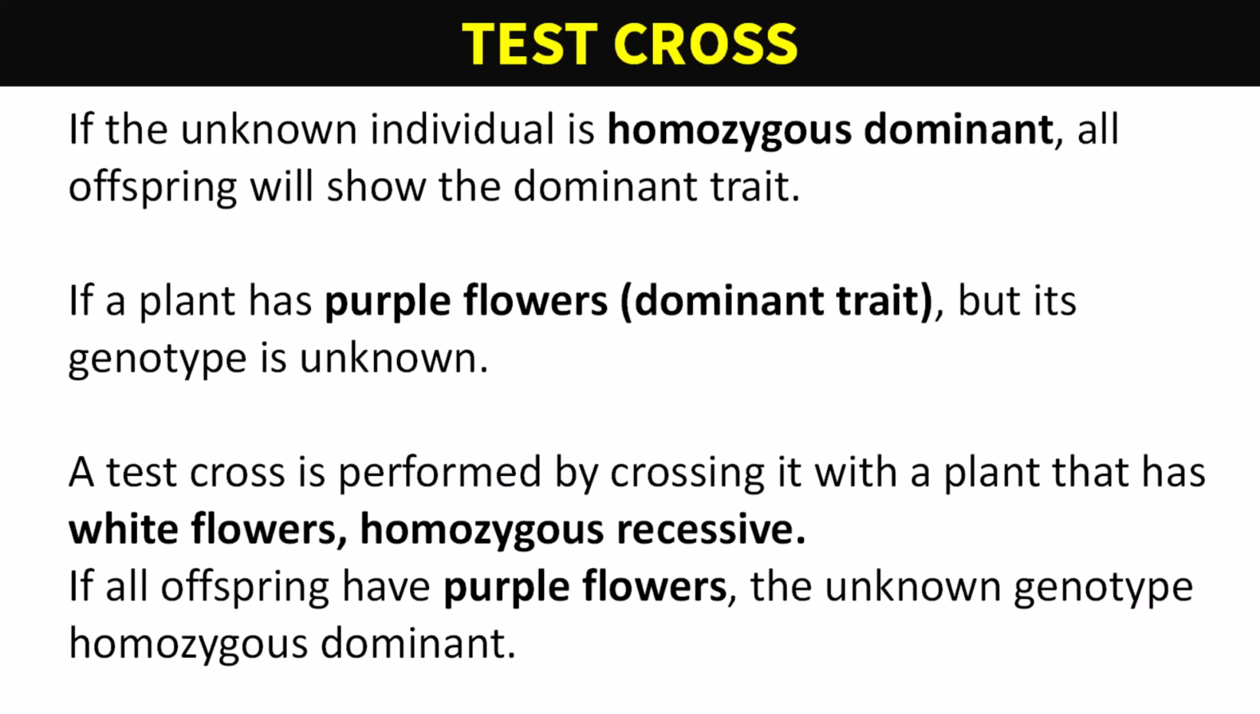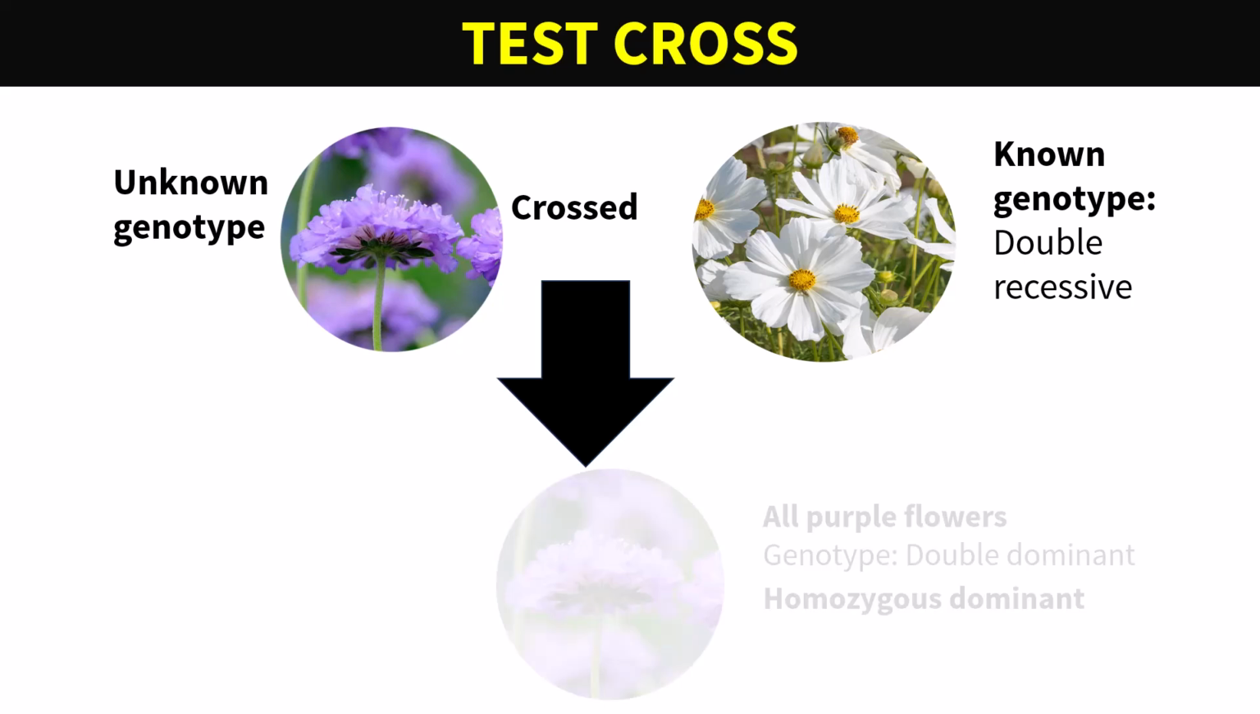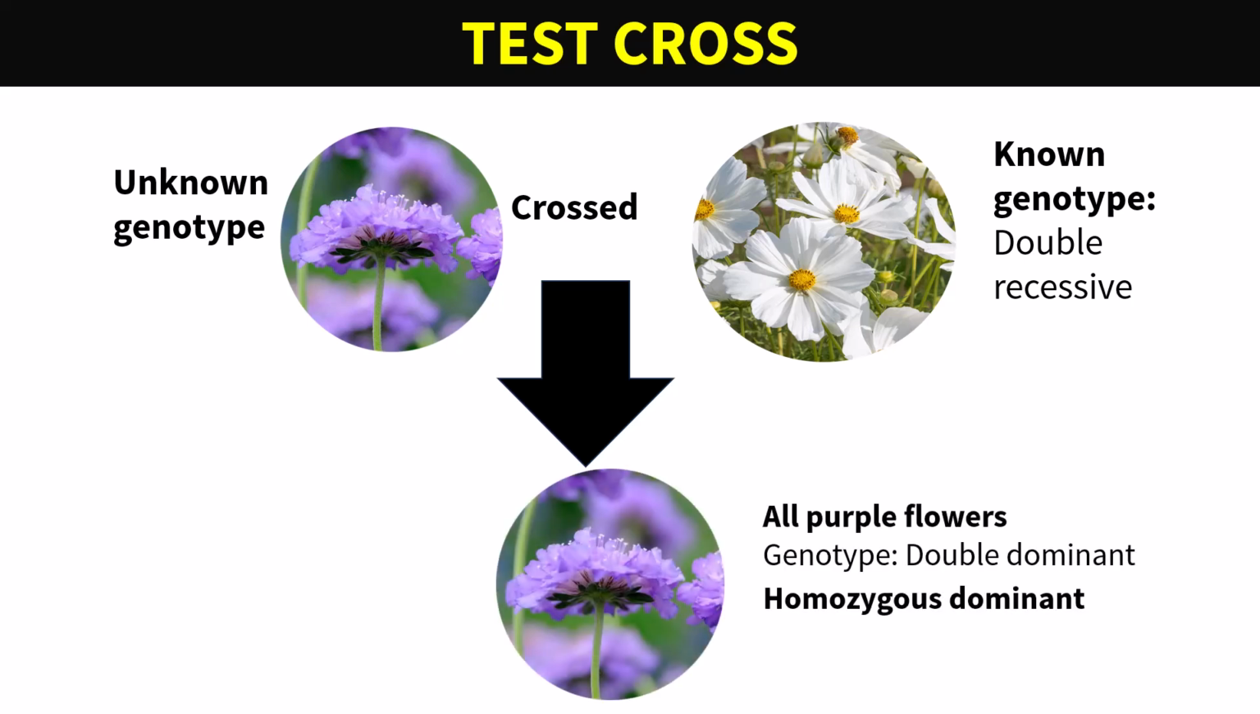Suppose a plant has purple flowers, the dominant trait, but its genotype is unknown. A test cross is performed by crossing it with a plant that has white flowers, homozygous recessive. If all offspring have purple flowers, the unknown genotype is homozygous dominant.